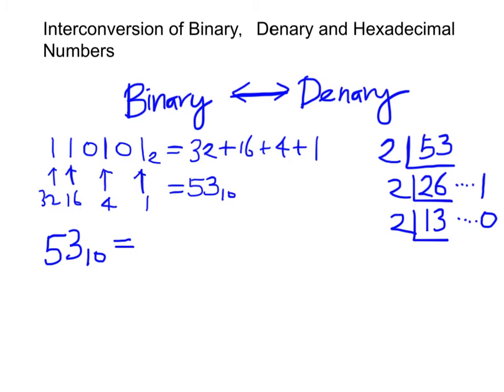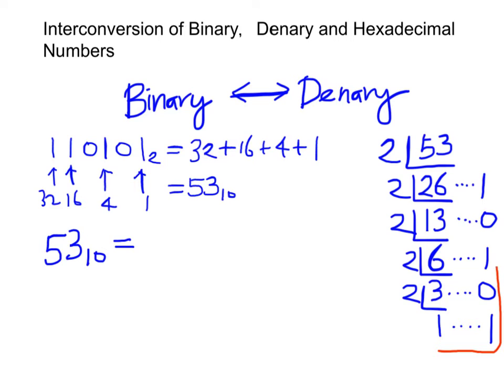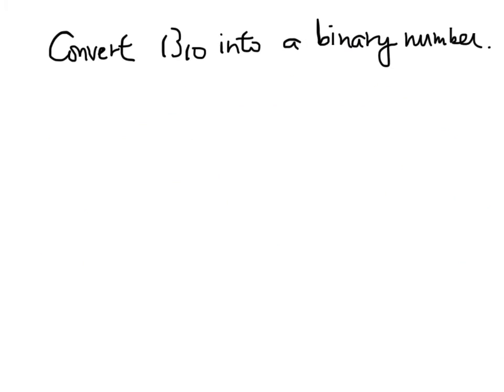And then we continue the process. We have 6, 3, 1, 0. And finally, we come up with the quotient 1 here. And therefore, our answer will be reading from the bottom backwards, which is 110101 base 2.